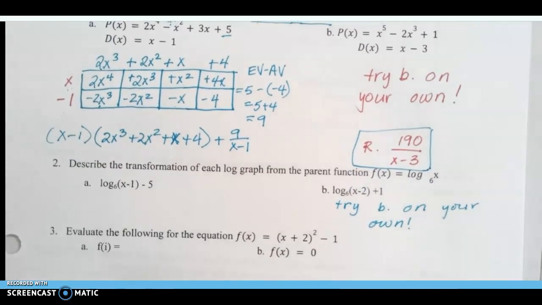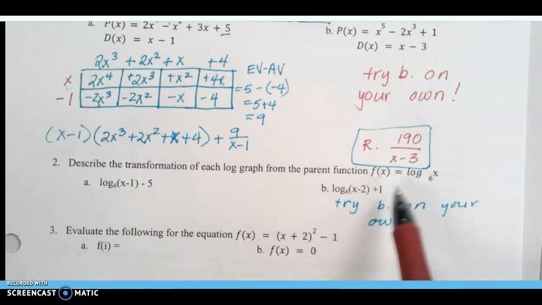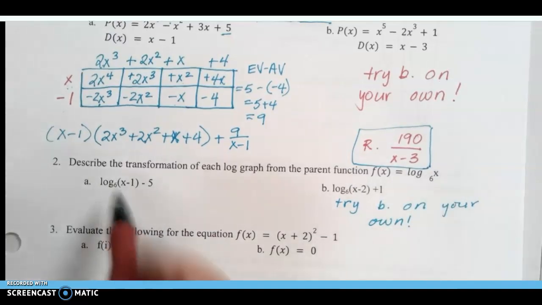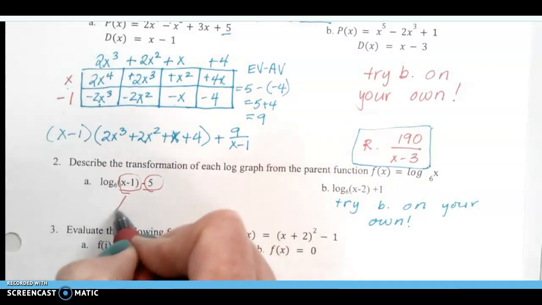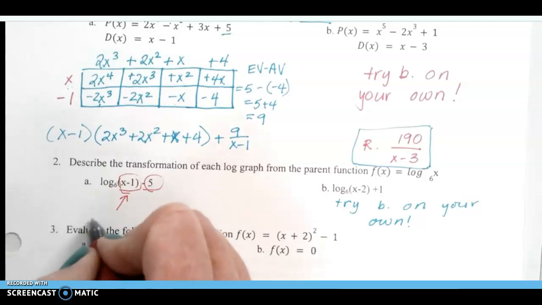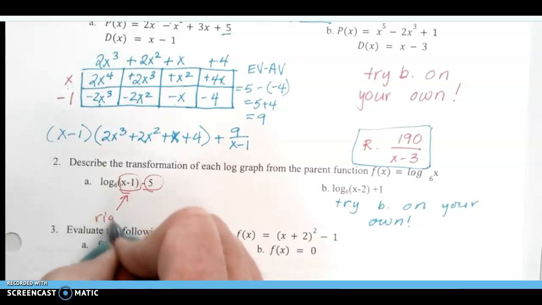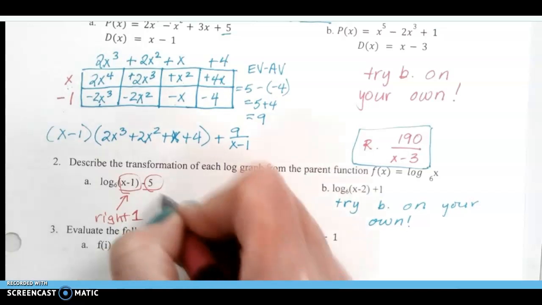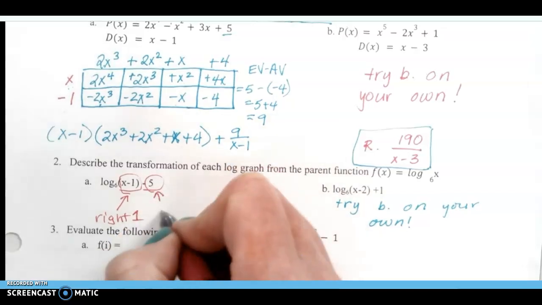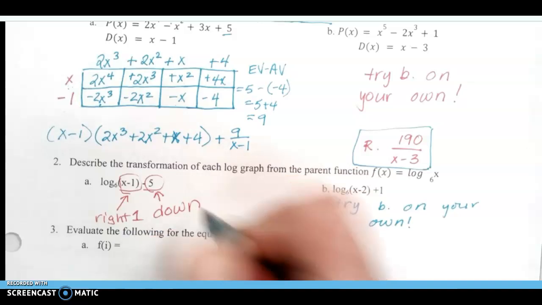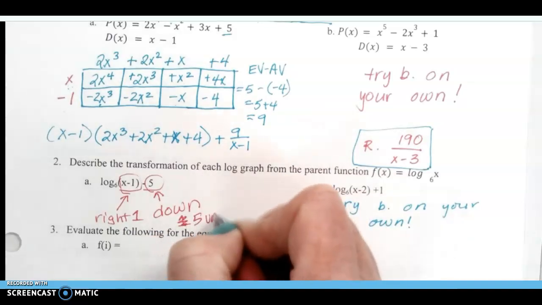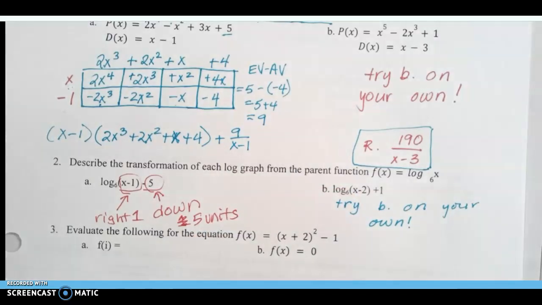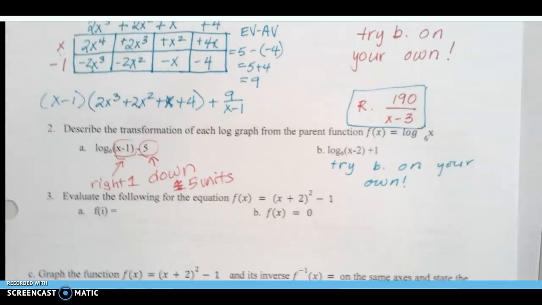Question number 2, they want us to describe the transformation of each log from the parent function log base 6 of x. So what's happening? Something's happening here and something's happening here. This is telling us we're moving right 1 unit. And this is telling us we are moving down 5 units. Part B, you're going to try on your own.